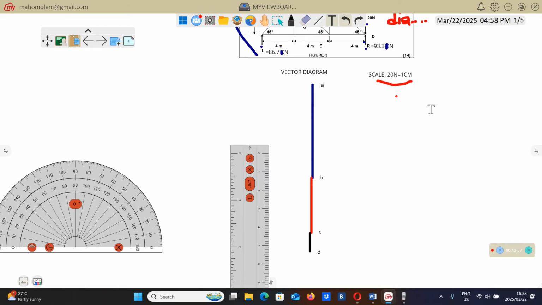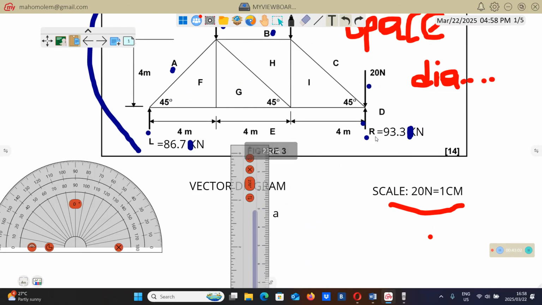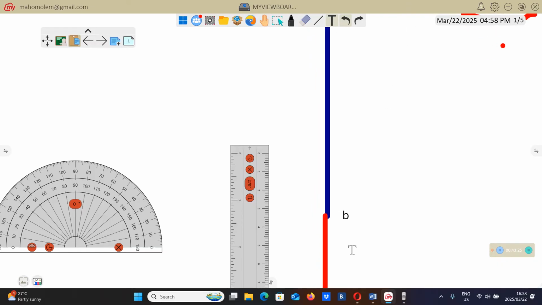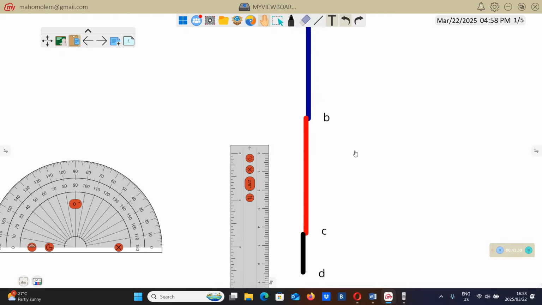Right, we're not yet done. We're remaining with 2 forces, which are this reaction force 93.3 and this reaction force 86.7. Now these forces are acting up. We've just drawn this force of 20. Now we have to come with this force R. Since this force R is acting up, we have to draw an upward line that will represent that R.